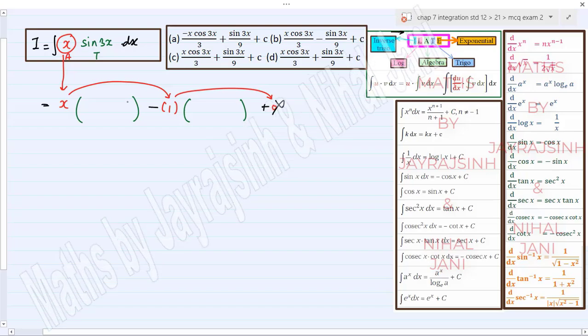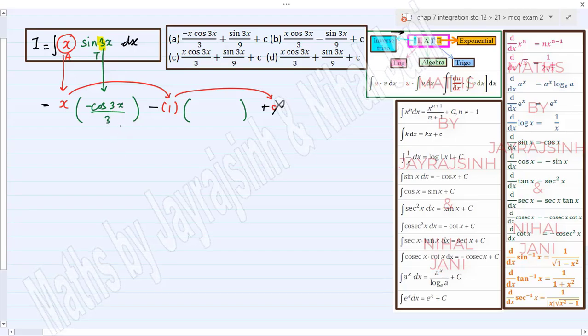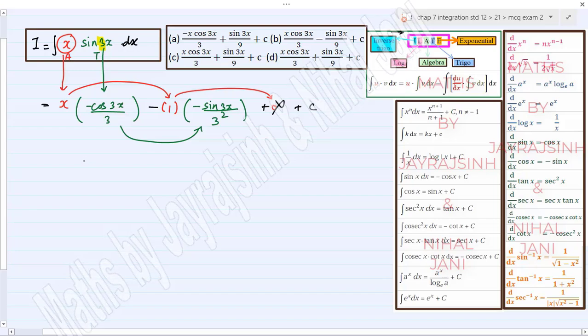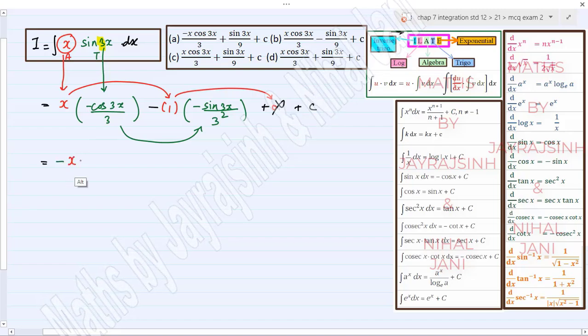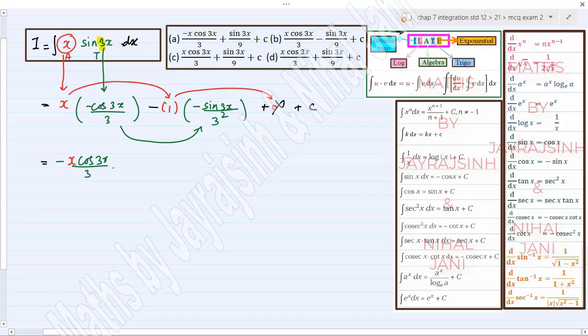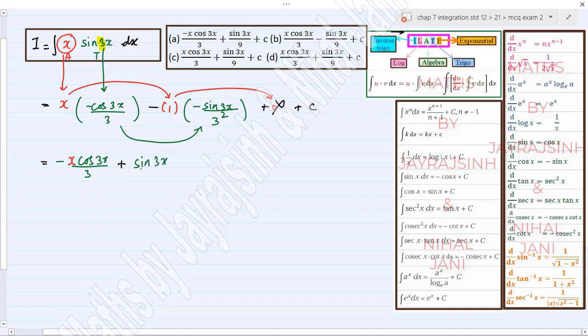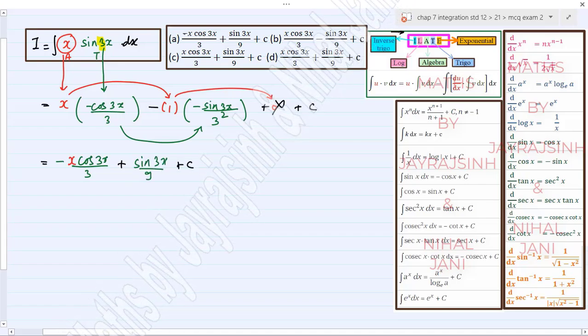Now let's fill the space by integrating sine 3x: minus cos 3x upon the coefficient of x, which is 3. Again we have to integrate minus cos 3x upon 3, so it will be minus sine 3x upon another 3, so it will be 3 square, plus c. So we get our answer in just one step. Minus of x cos 3x upon 3, then minus minus becomes plus sin 3x upon 3 square, or we can say 9, plus c, which is given in option A.